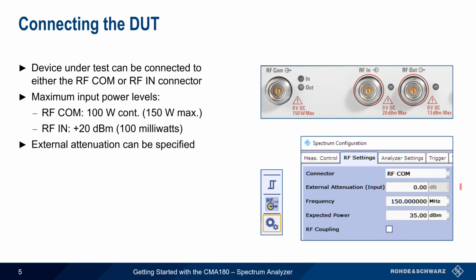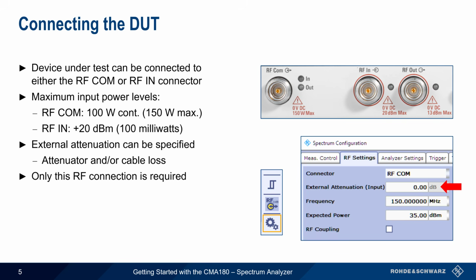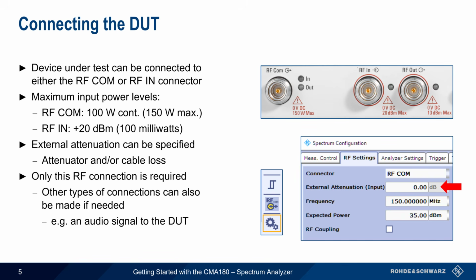An external attenuation value, either from an attenuator or from cable loss, can also be specified. Note that this RF connection is the only one required for spectrum measurements, although other types of connections can also be made. For example, an audio connection to supply an audio frequency signal to the DUT audio input.